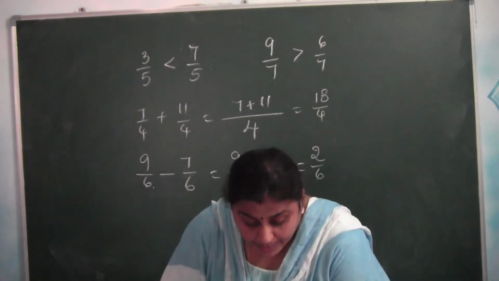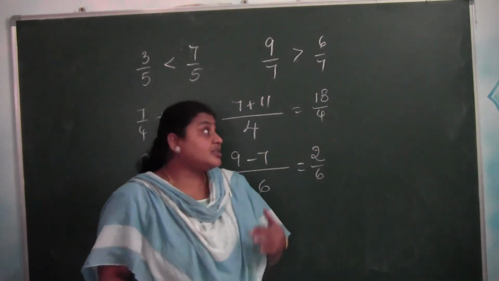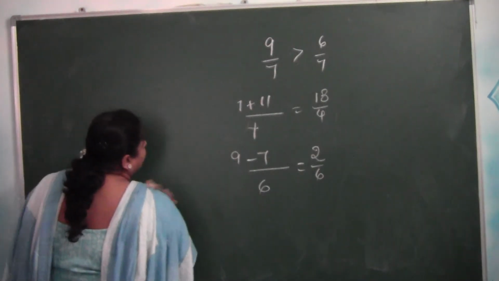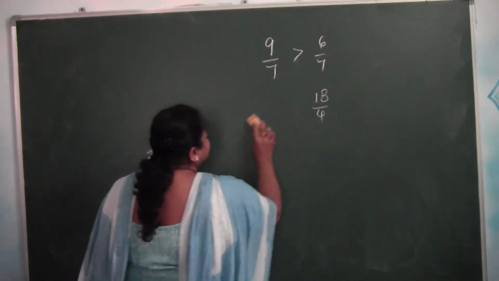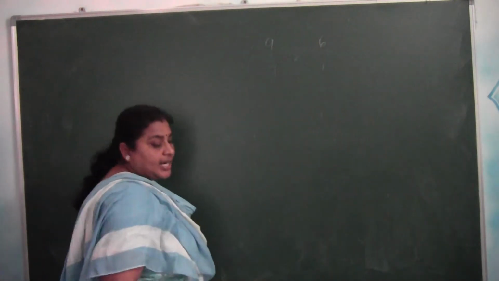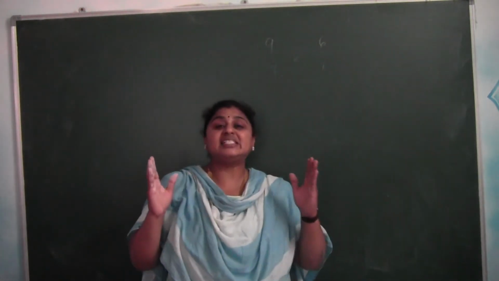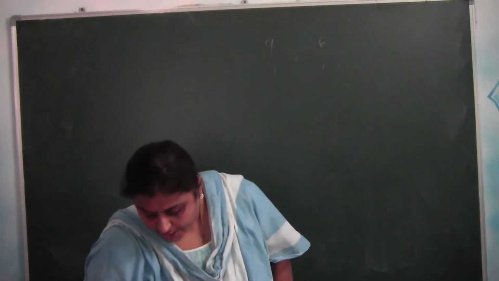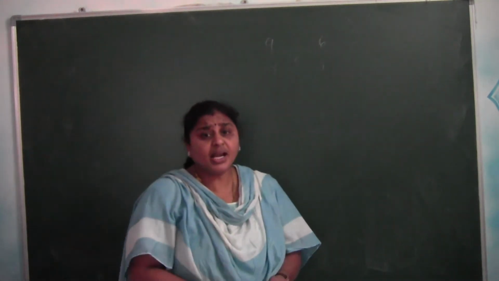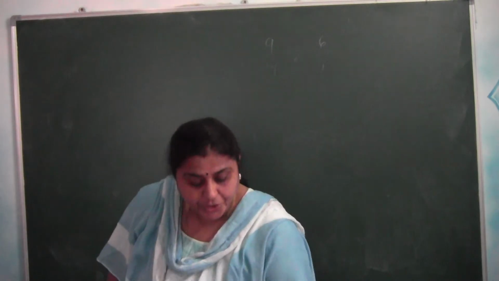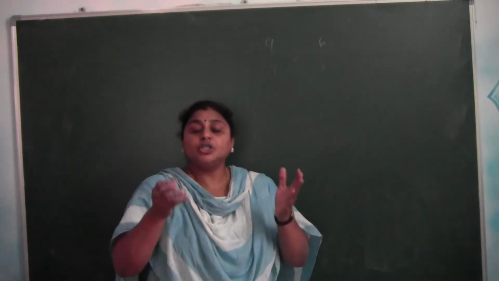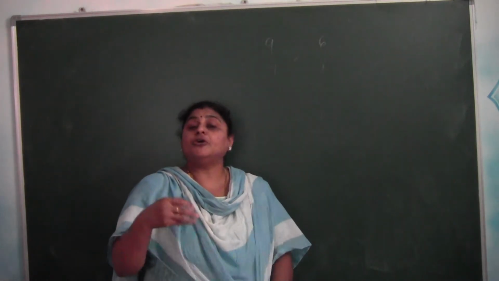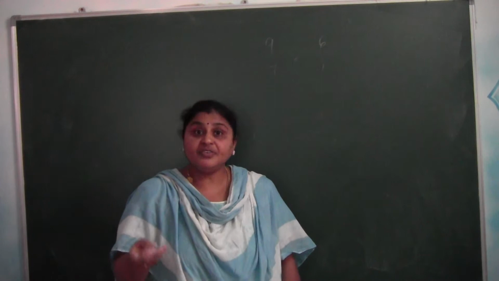Now coming to comparison of unlike fractions, addition of unlike fractions and subtraction of unlike fractions. With all these, addition, subtraction, comparison, the same procedure will be followed. Now let us see what that procedure is. If I explain one procedure, you can do the comparison of fractions, the addition of fractions and also the subtraction of fractions.